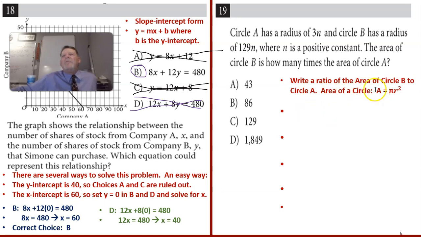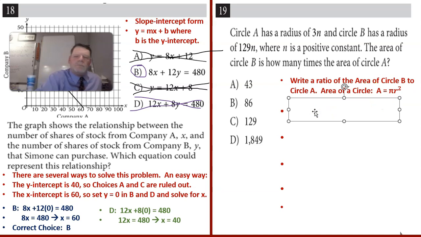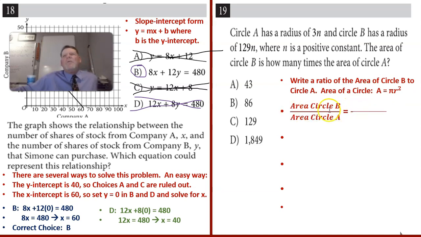And remember the area of a circle formula, A equals pi r squared. So the area of circle B compared to the area of circle A would be pi times 129n, and then we're going to square that, over pi times 3n squared. All I did was just substitute.